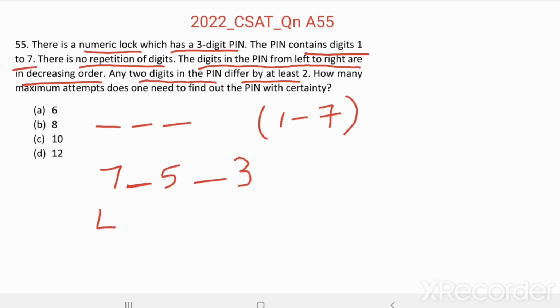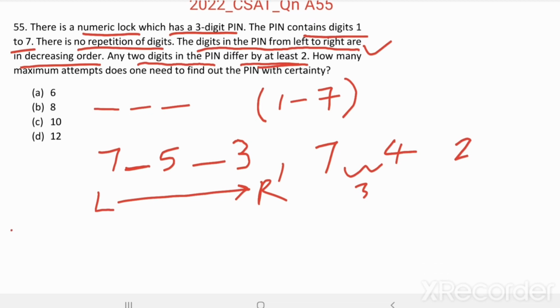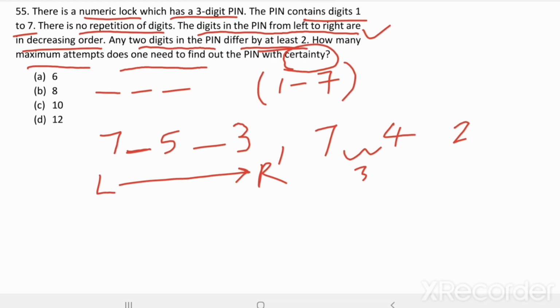And from left to right, it is in decreasing order. It is given here. 7, 5, 3. And at least 2 means we can have another pin 7, 4, 2. Here the difference is 3. So there should be at least 2 difference. Then how many maximum attempts does one need to find out the pin with certainty? If you try this many attempts, you can definitely unlock the lock. So how many attempts are required? That is what we have to find.